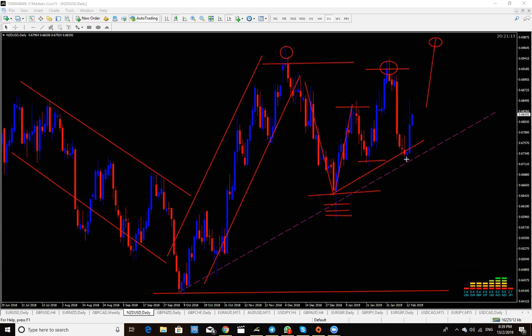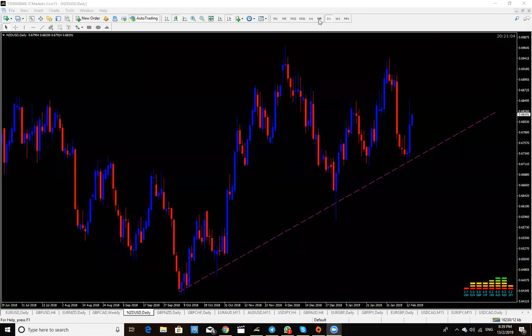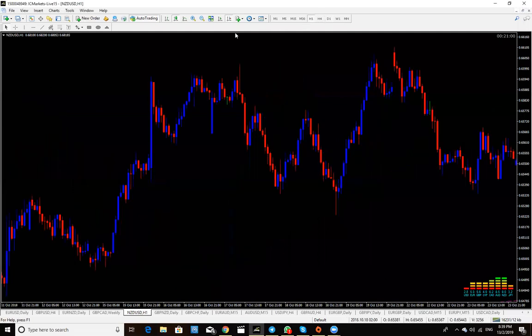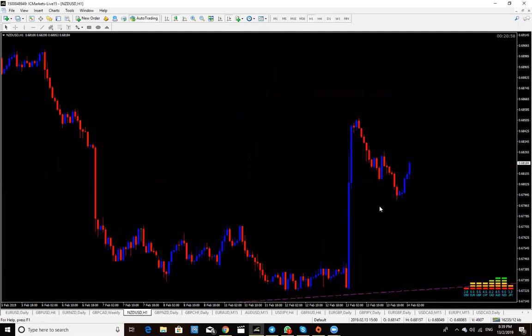All right, so take a quick look at it. This is the market flow analysis for the asset right now. So let's get the drawings out of the way. Let's go on the H1 chart. All right, so this is what the direct results were yesterday.